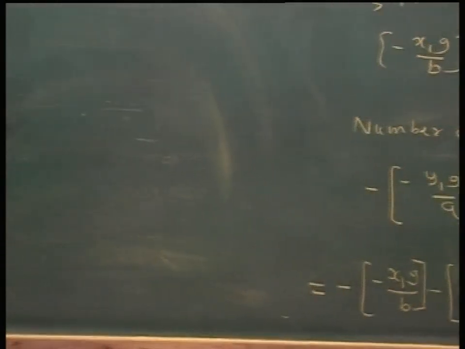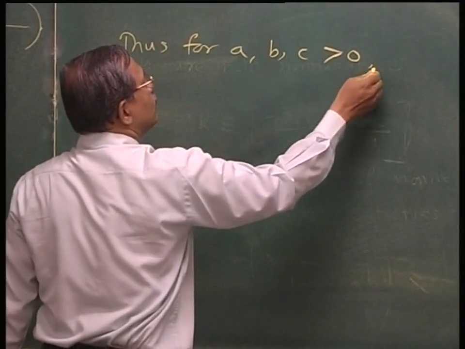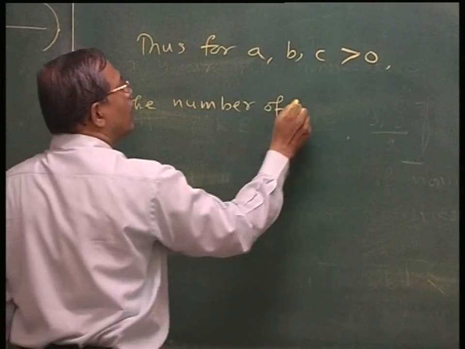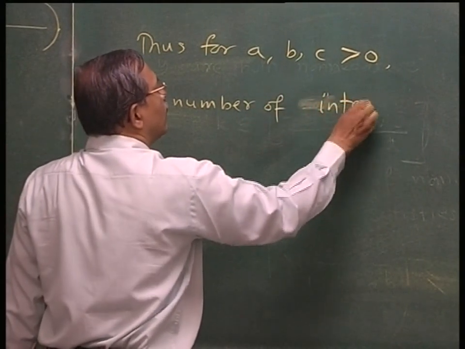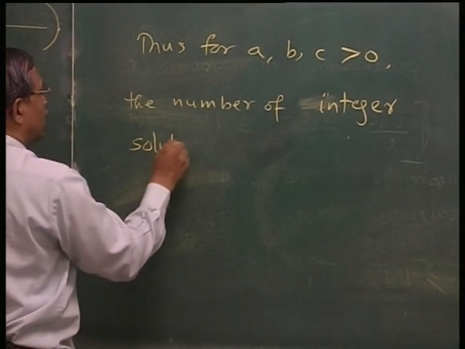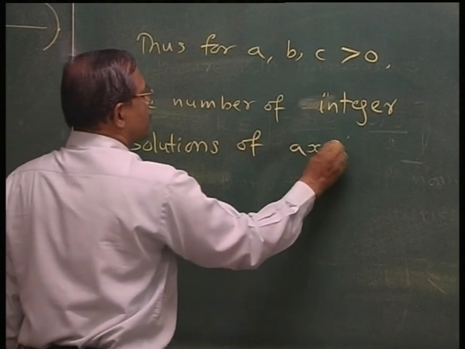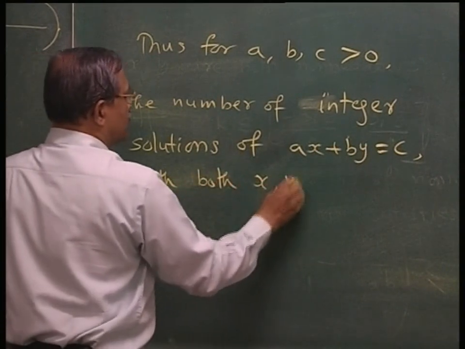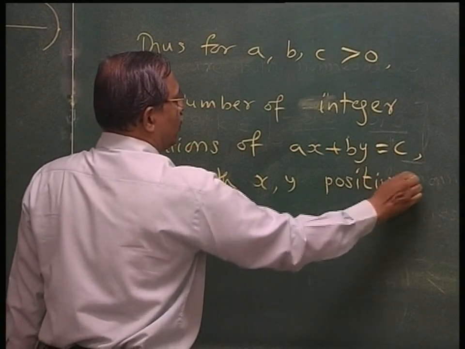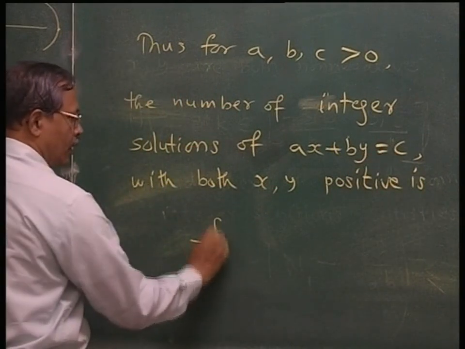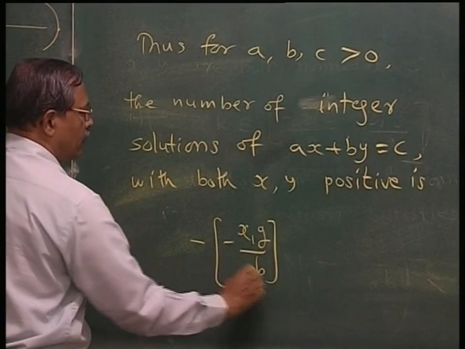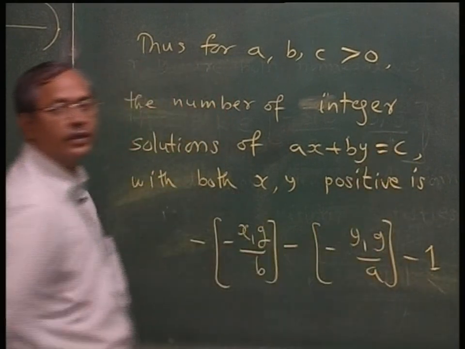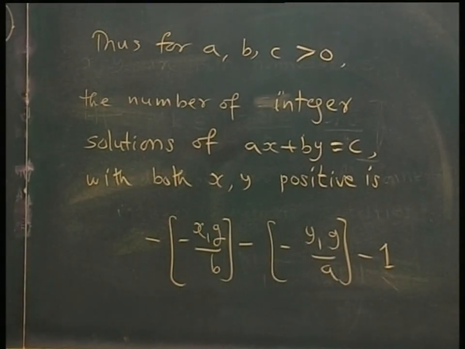Thus, for a, b, c bigger than 0, the number of integer solutions of ax plus by equal to c with both x, y positive is given by this formula, minus x1g by b minus y1g by a minus 1.